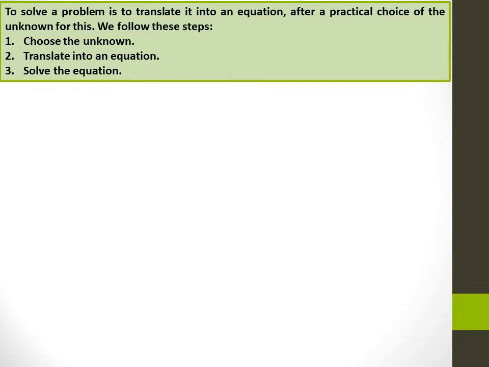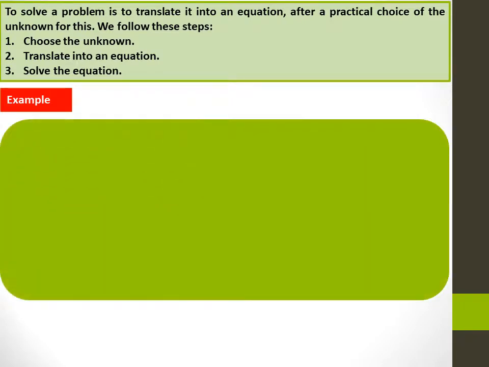To solve a problem is to translate it into an equation after a practical choice of the unknown for this. We follow these steps. 1. We choose the unknown, then we translate into an equation, and at last we solve the equation.